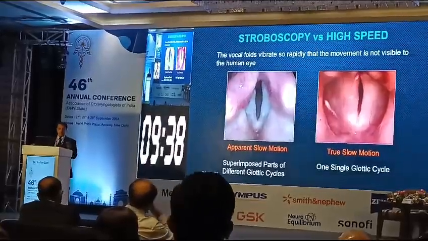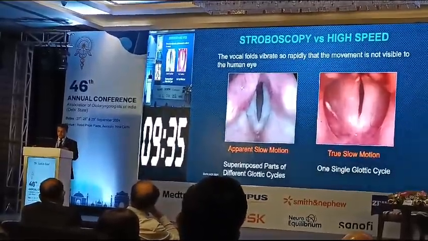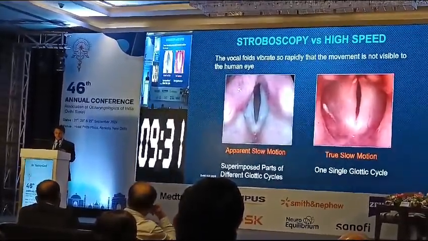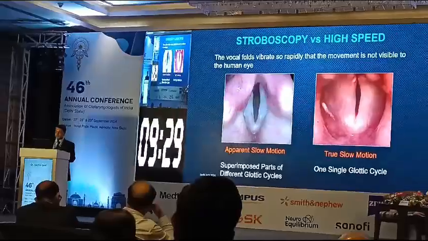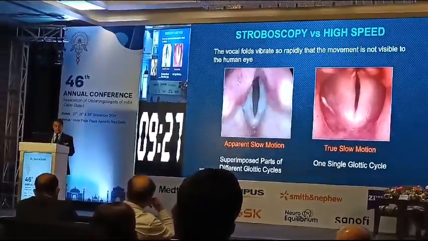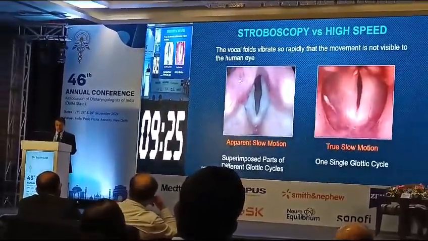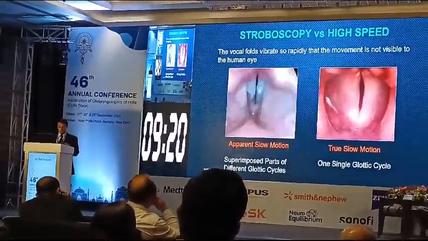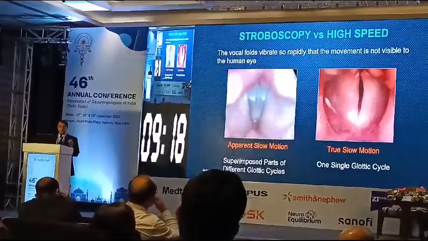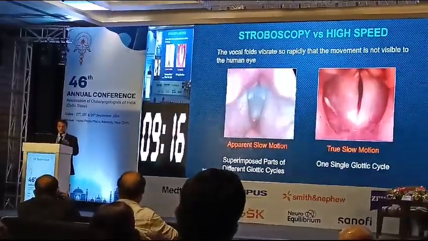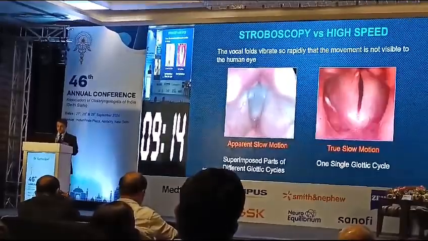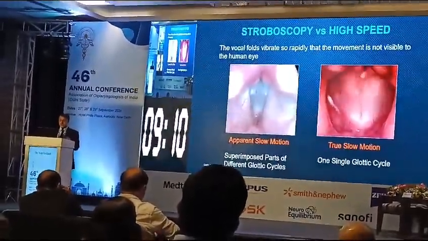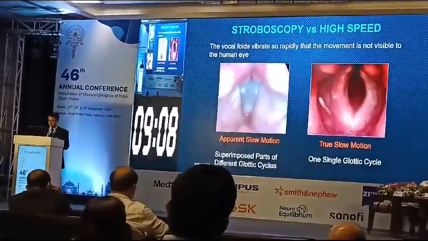Now, the vocal cord is the busiest muscle of our body, and it is impossible to visualize it with the naked eye. So we have two types of imagery for that, stroboscopy and high speed. What is the difference? Stroboscopy gives us an apparent slow motion, and it is a superimposition of multiple glottic cycles into a single image. Whereas high speed imaging is the true slow motion with only one single glottic cycle being visualized.